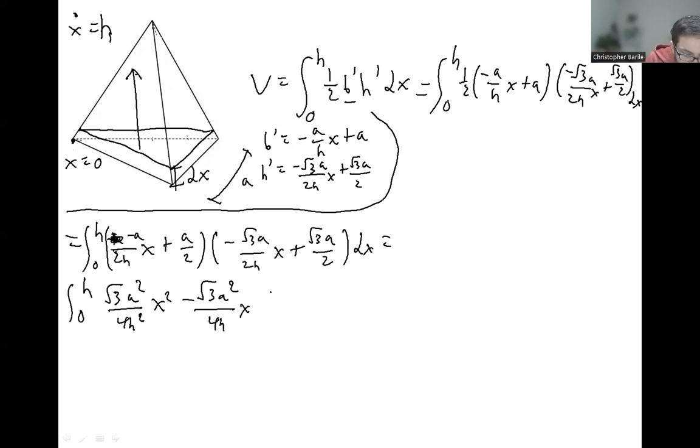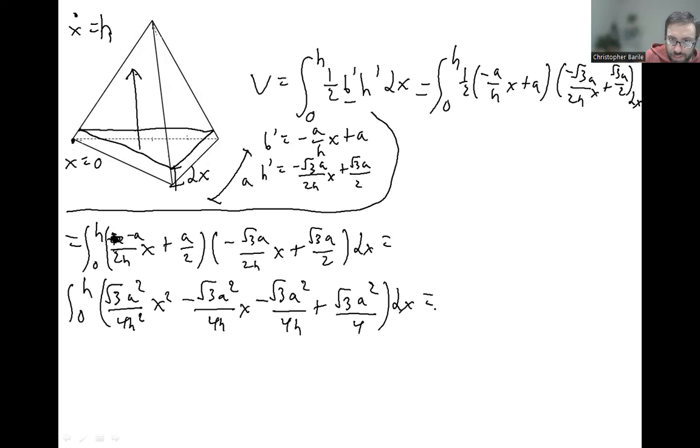And then if we do the other term, that would be this term times this term. We actually get the same thing: negative √3a squared over 4h. And then the last terms, we get positive √3a squared over 4. So there's no h in that part. And all this, again, is times dx.